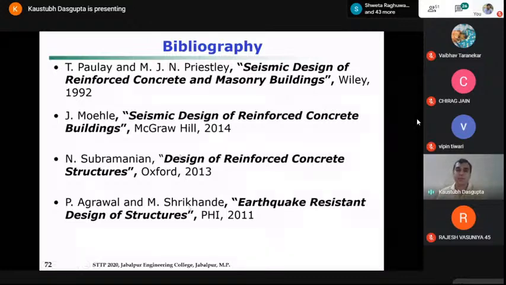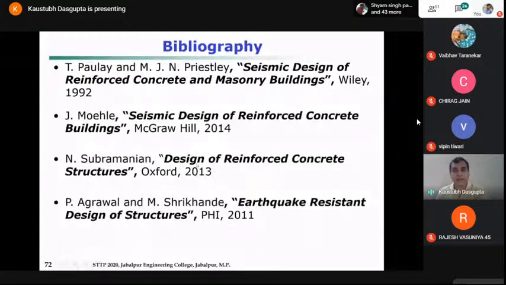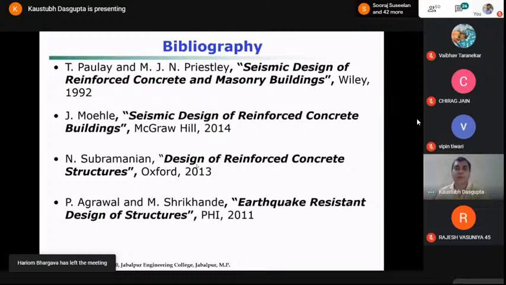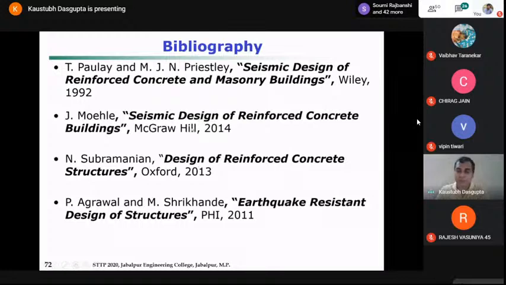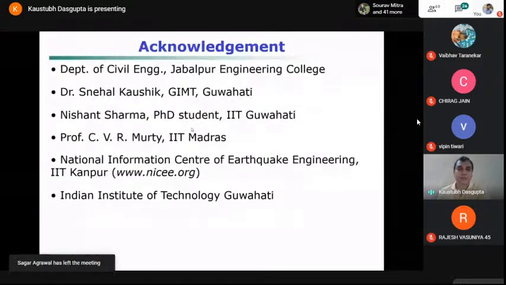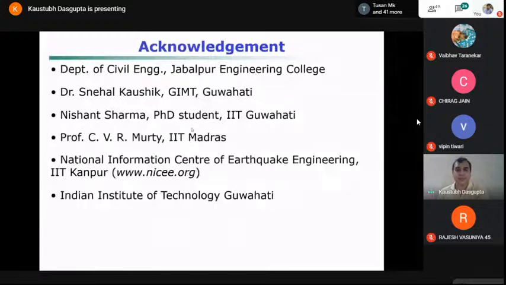This book by Subramanian also gives a lot of insight, a lot of information, and it has a good chapter on the design of these RC walls. Please refer to these books for more information. Like yesterday, I must acknowledge certain people and institutes. The Department of Civil Engineering, Jabalpur Engineering College, it's very nice of them to organize this type of interaction. We look forward to more such interactions in future.